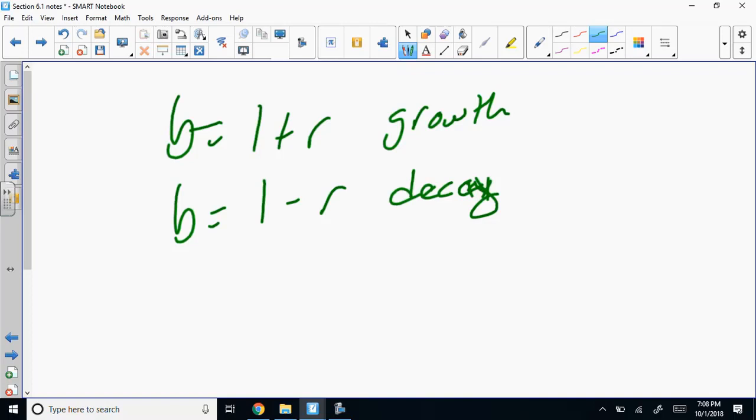No, the R is, yeah. Where does the 1 come from? The 1 is 100%. It's what you got plus that much, or what you got minus that, right? So the 1 is equaling 100%, right? Because the R is being put in as a decimal, correct? So that's where the 1 is.